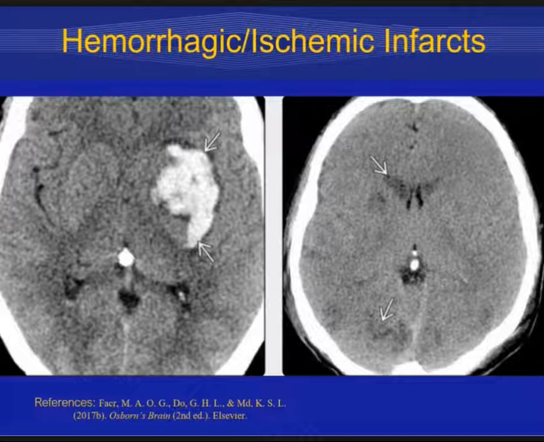So the image on the left is an example of a hemorrhage centered on the left putamen, and the image on the right shows a diffusely edematous brain as evidenced by the loss of the gray-white matter differentiation, and these arrows are pointing towards areas of ischemic infarction. Now let's move on to briefly see the MRI images we received from the other institution.